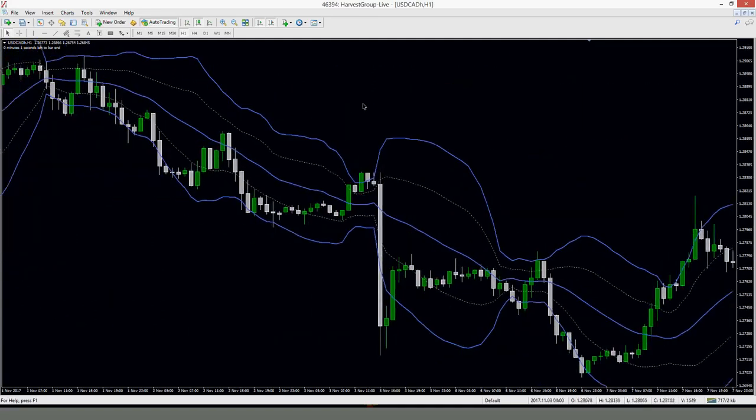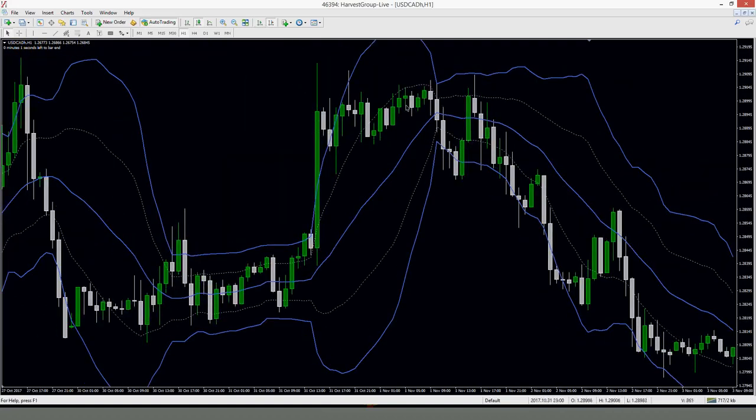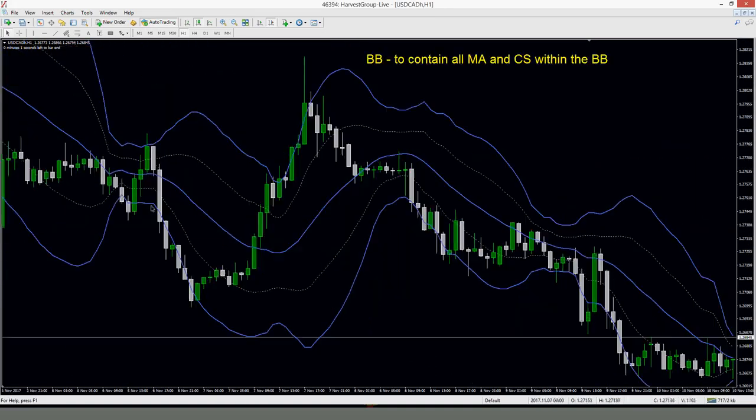Okay, there are two types of Bollinger Band: the momentum Bollinger Band, which is over here, and the sideways Bollinger Band. Let me just highlight this for you. This is a momentum Bollinger Band, and this is a sideways Bollinger Band. As you can see, it's fairly obvious that the candles are moving sideways.